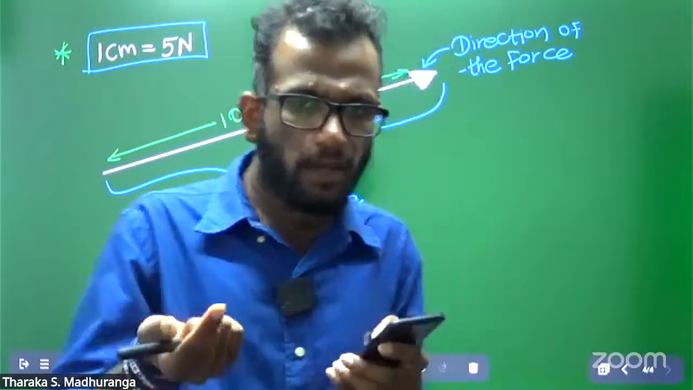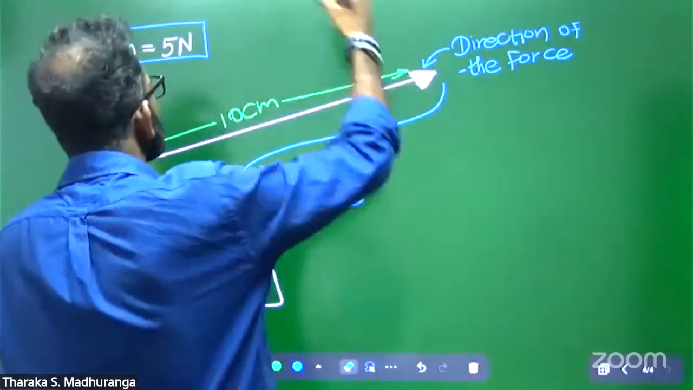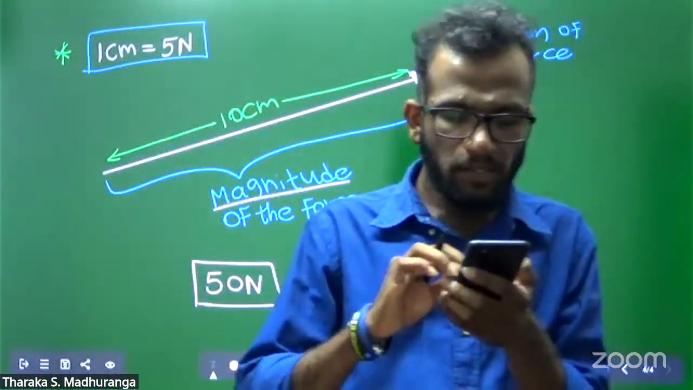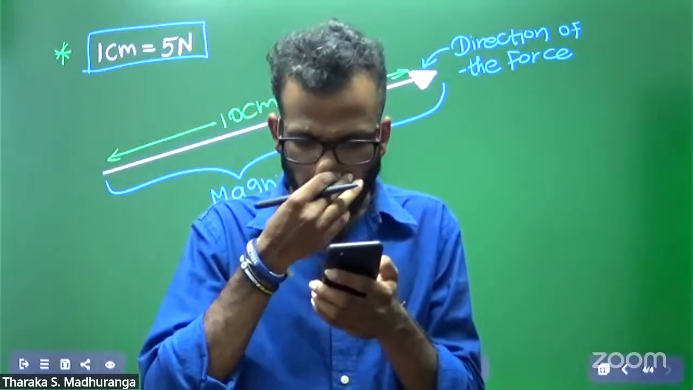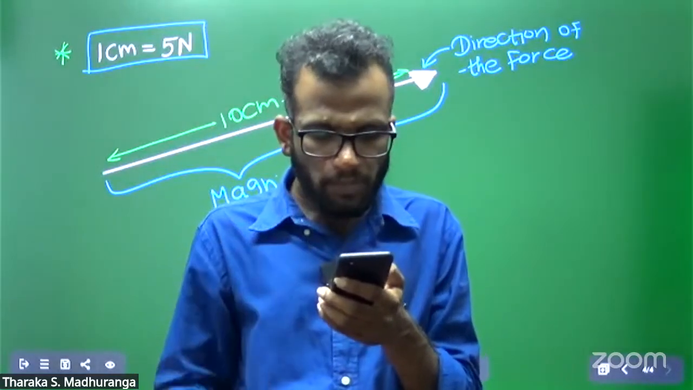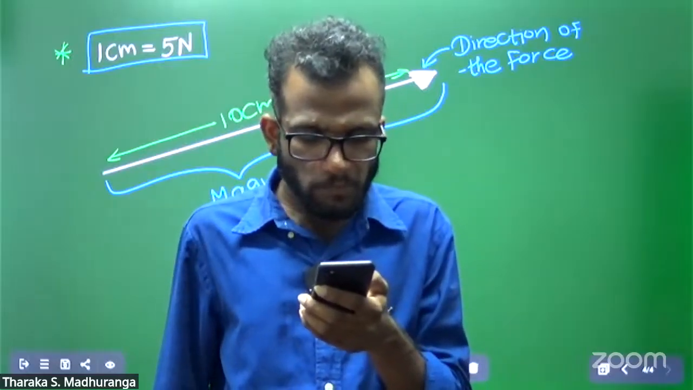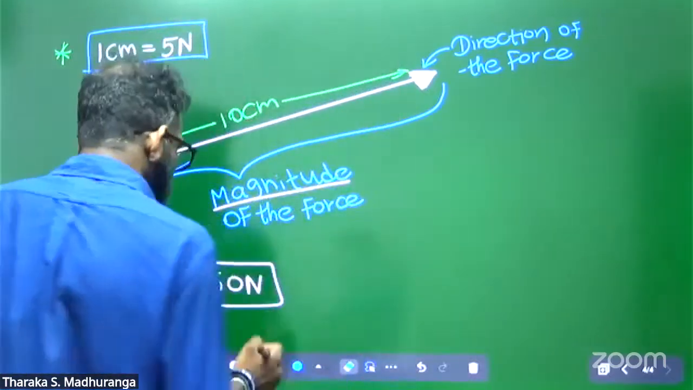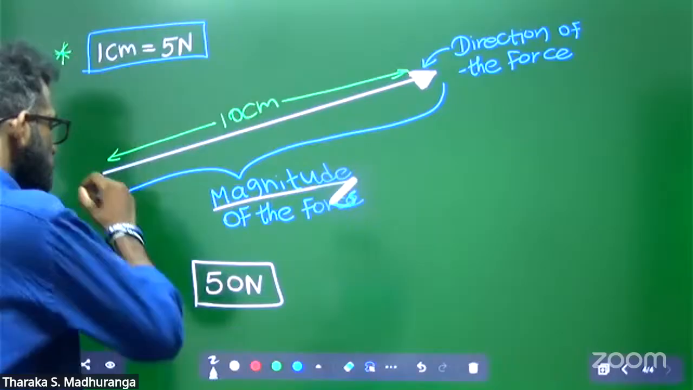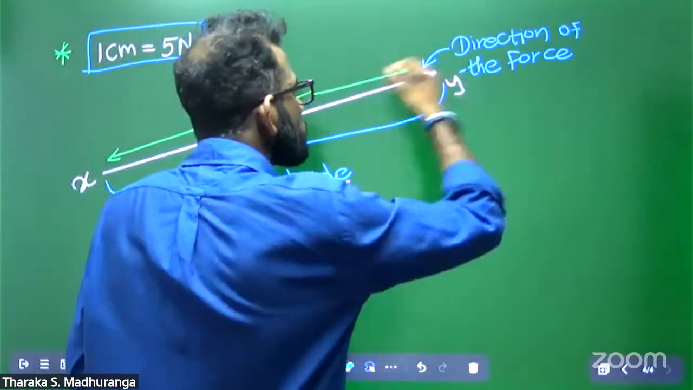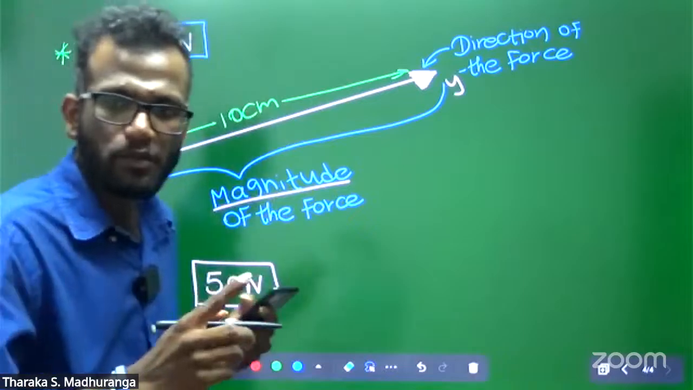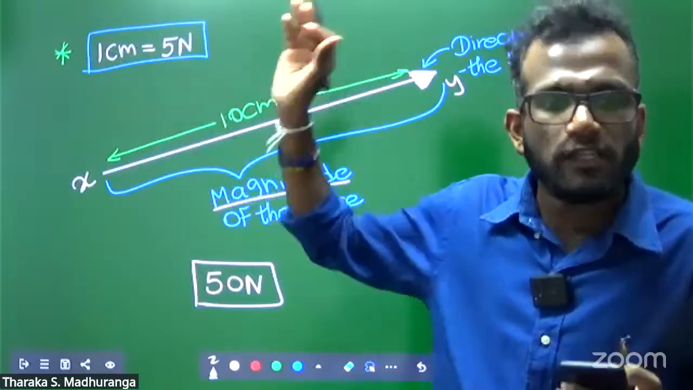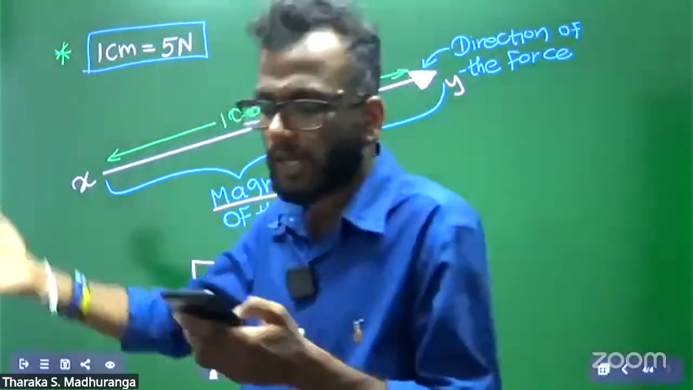A 6 centimeter arrow represents a 30 Newton force. Here, the magnitude of the force is represented by xy, the length. If it is 10 centimeter, then with 1 centimeter equal 5 Newton, it is 50 Newton. Like this, according to the scale, we can calculate the value.